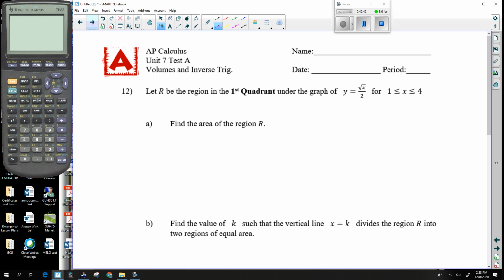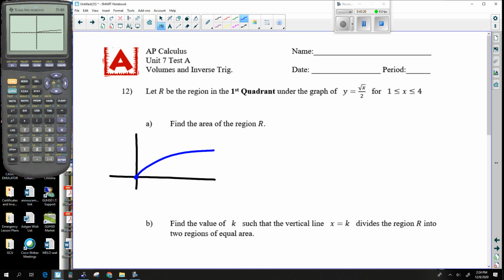Okay, in the first quadrant, find the region, find the area. So y is equal to the square root of x divided by 2. Let's take a look at that. Okay, so it's just a square root. It just doesn't go up as quickly. It's still a square root.